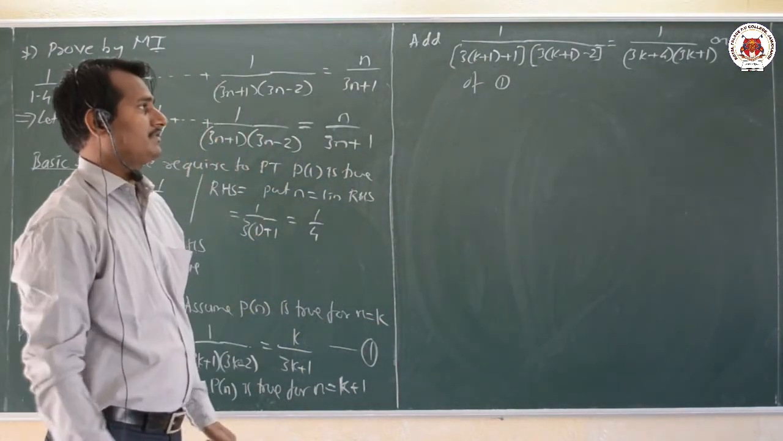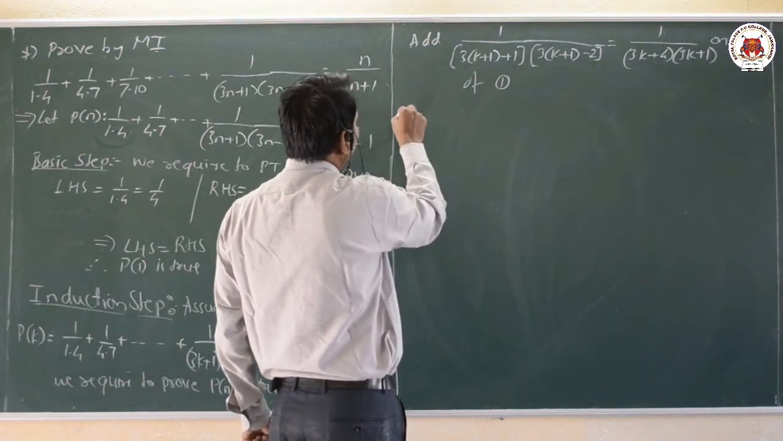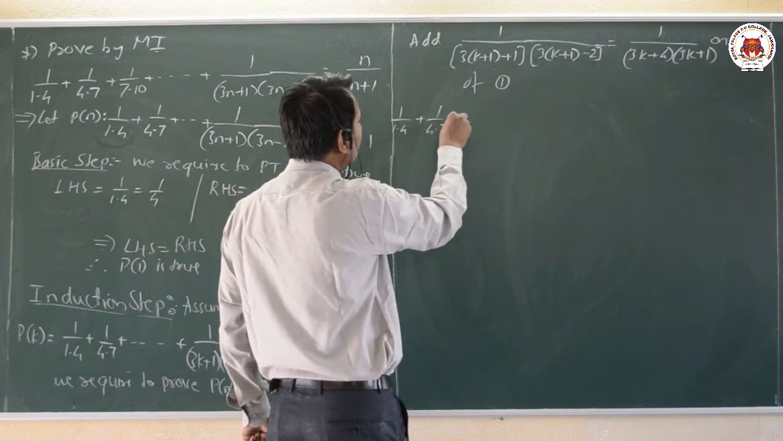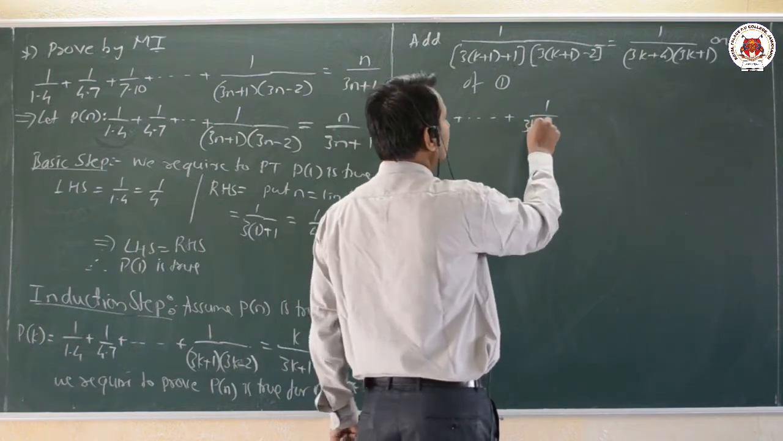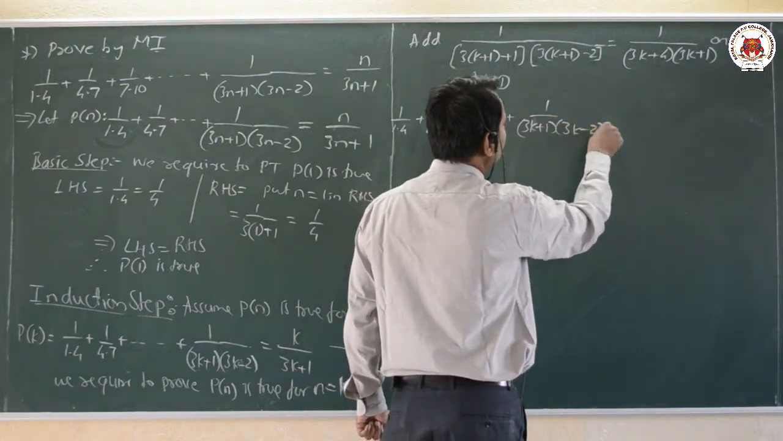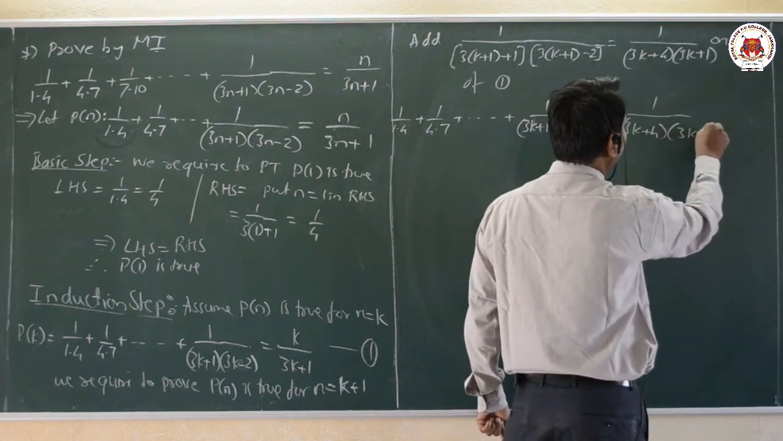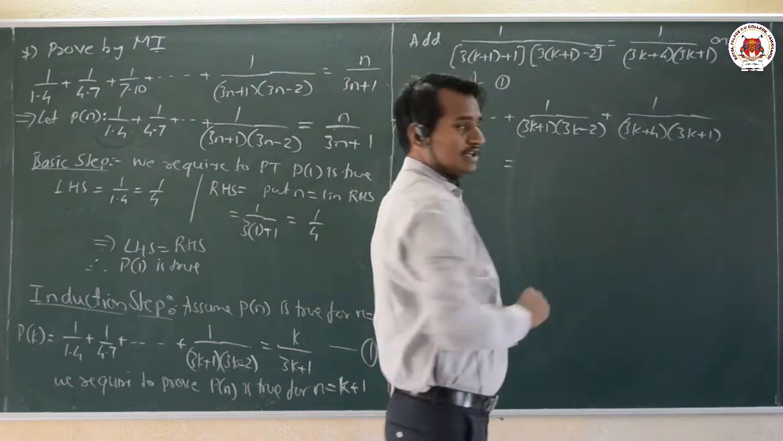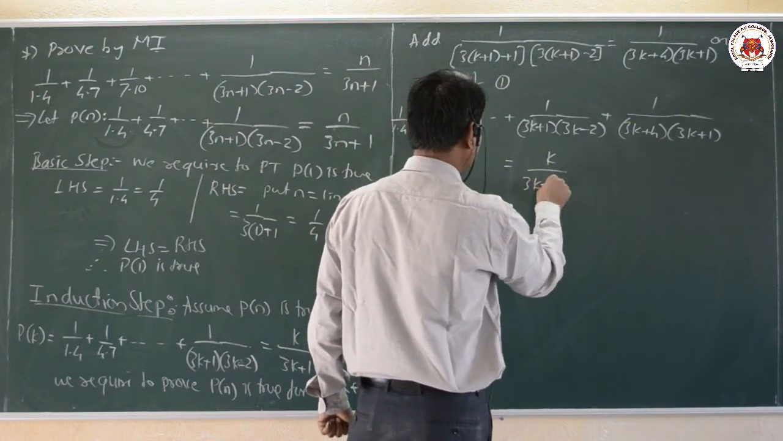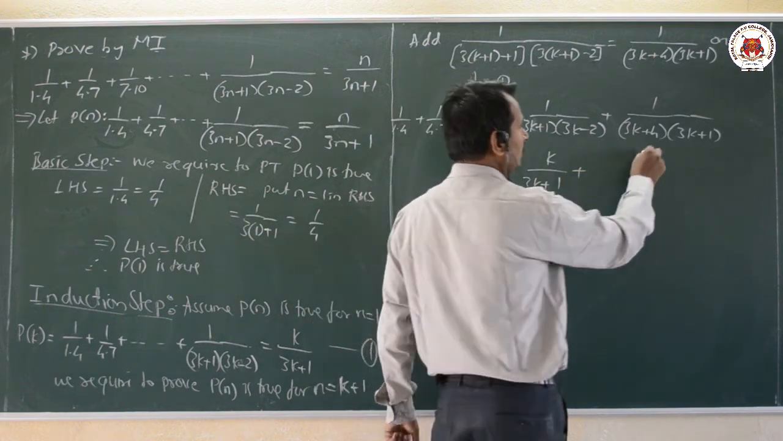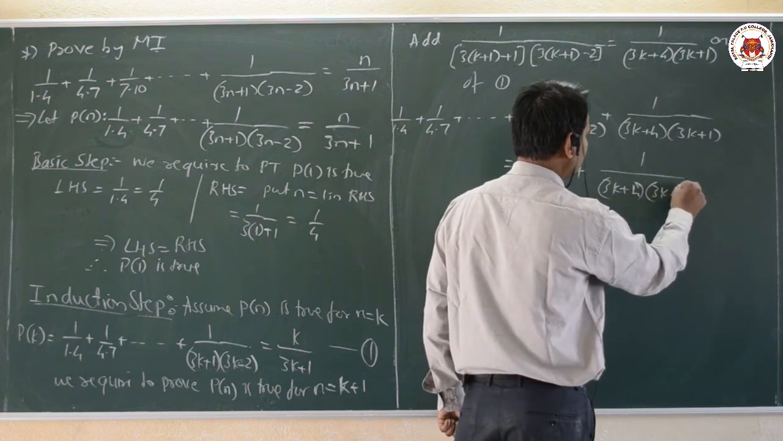Very simple problem here. Now what is the next step? That is 1 divided by 1 into 4 plus 1 divided by 4 into 7 plus so on, 1 divided by (3k minus 2) into (3k plus 1), plus 1 divided by (3k plus 1) into (3k plus 4), which is equal to, now I will write down the RHS part: k divided by 3k plus 1 plus 1 divided by (3k plus 1) into (3k plus 4).